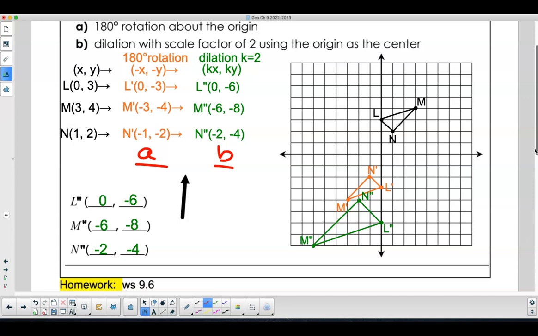I hope this stuff makes sense, and if it doesn't, you're going to have to ask your local geometry teacher any questions that you might have.